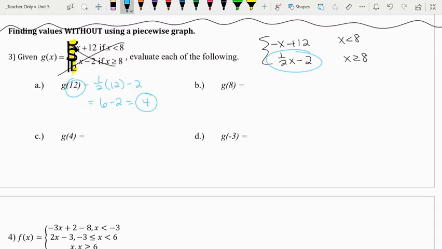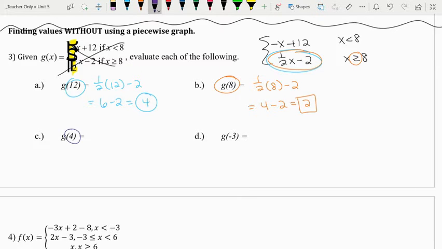On the next one, we have 8. So this is where you have to be careful. Make sure you pick the equation that is included with this value. So yet again, we would pick that bottom one because this is including 8, because it's equal to as well. So we plug in 8 and we get 4 minus 2, which is 2.